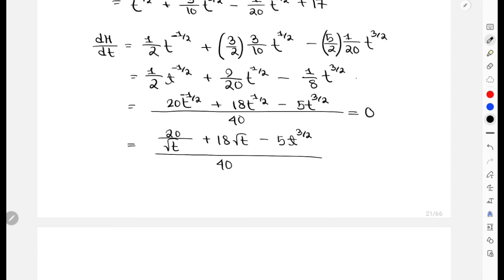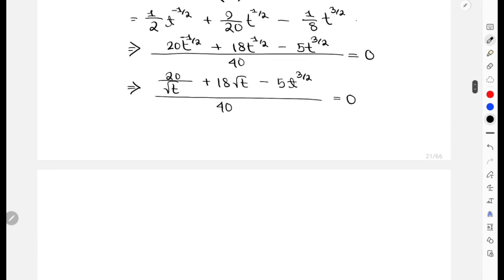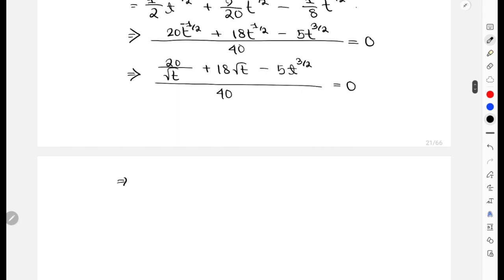point your dh by dt was 0, right? So I'll just write this as entirely 0. So that means the 40 on the right hand side will be 0 in that case. So we're just going to focus on that expression. So 20 root t, if you do that LCM now again, the entire LCM is going to be root t. Okay, let me just write this statement again: 20 root t plus 18 root t minus 5t power 3 by 2, equals 0.